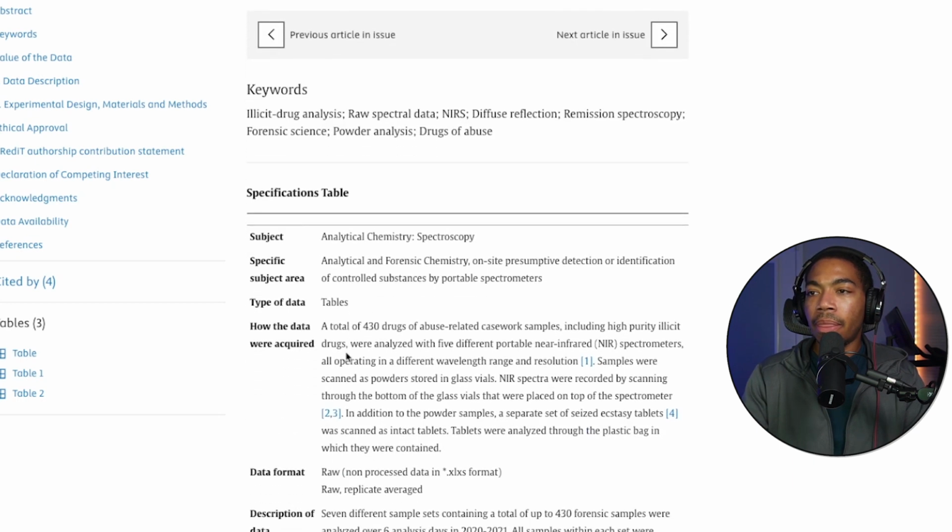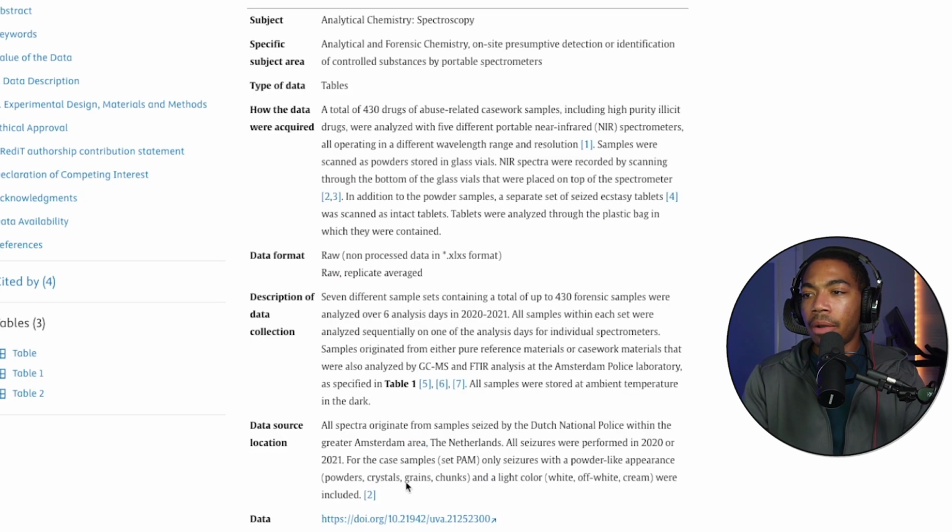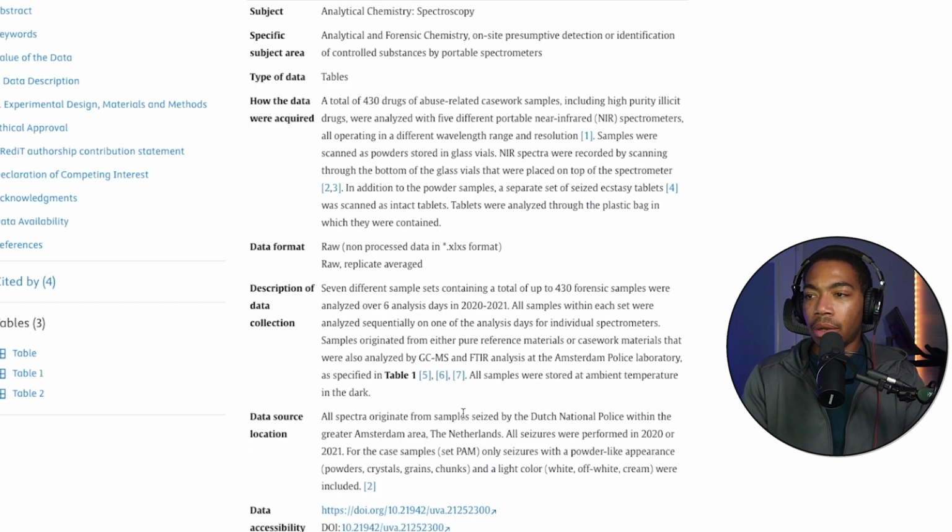The data is in the form of a table. We have the raw unprocessed data in an Excel format, and then the replicated averaged data, which we might just start with. The data was all collected from the Dutch National Police and the Greater Amsterdam area. So again, these are just really relevant samples.